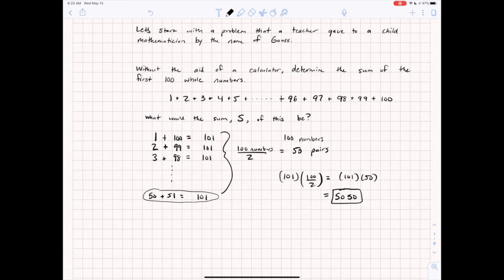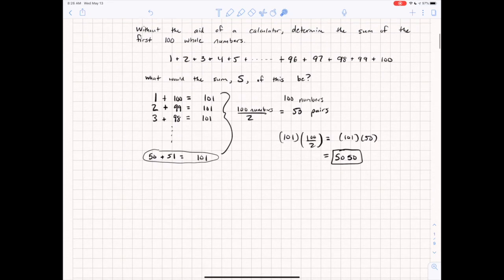But this is what Gauss ended up doing. He found the sum to be 5,050 by creatively pairing up these numbers. Now, if you're looking at this series, 1 plus 2 plus 3 plus 4 plus 5, recognize that this is an arithmetic sequence. There is a common difference between each term. Therefore, because we're adding up the terms in an arithmetic sequence, we call this an arithmetic series.